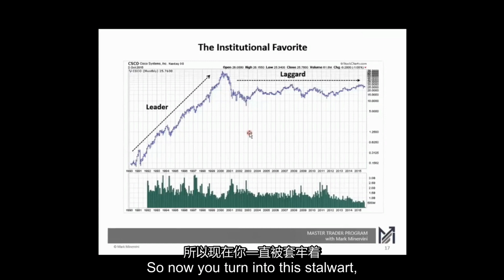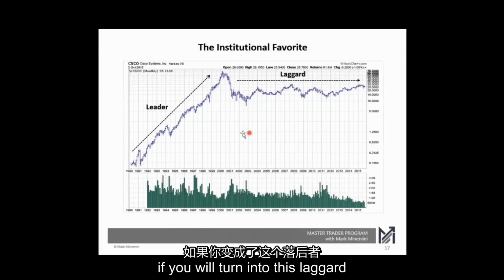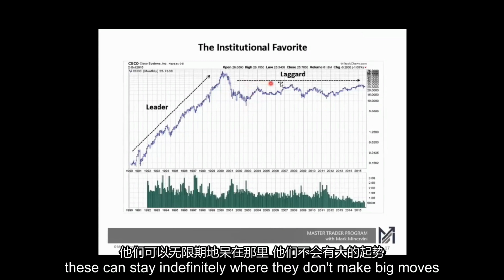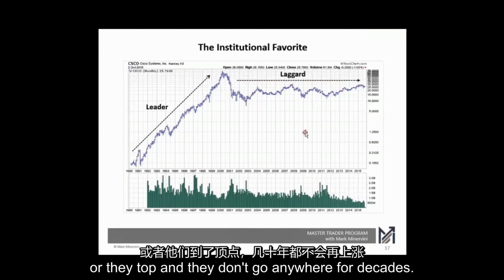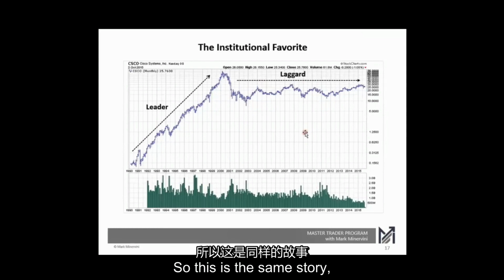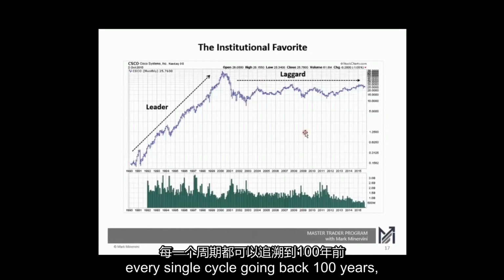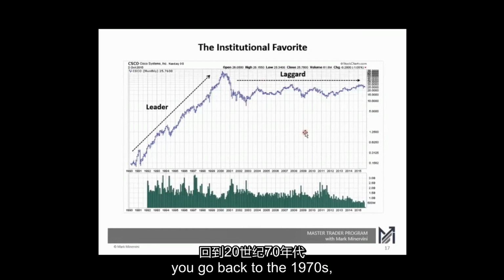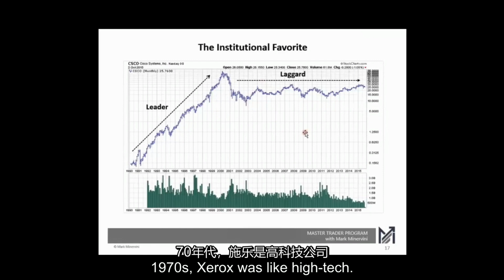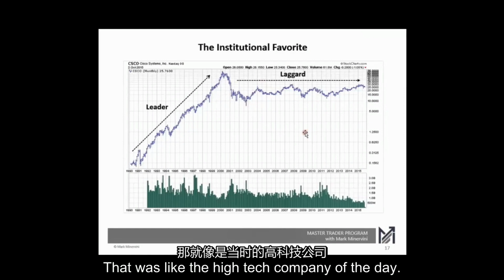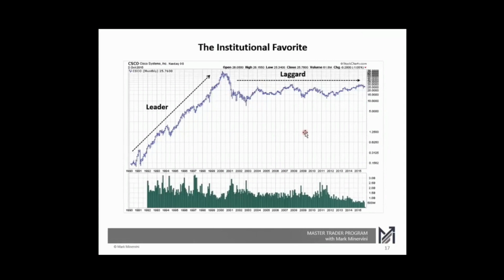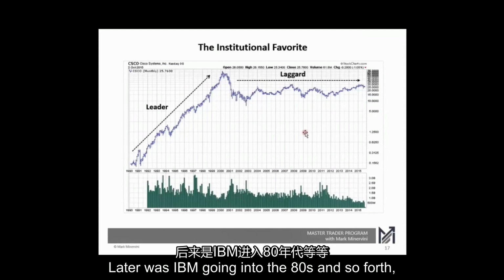So now you turn into this stalwart, or this laggard, where these can stay indefinitely, where they don't make big moves, or they top and don't go anywhere for decades. And this is the same story every single cycle going back 100 years. You go back to the 1970s. Xerox was like the high tech company of the day. Of course, later was IBM, going into the 80s and so forth.